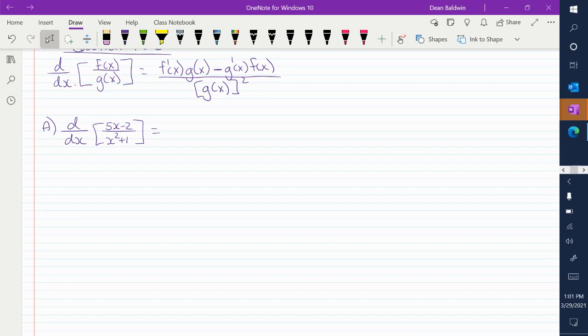So, what do I do? Derivative of what? I am not using the song. Derivative of what? Top or bottom? Which is 5 times the bottom function minus derivative of the bottom, which is 2x times the top function over bottom function squared, right?